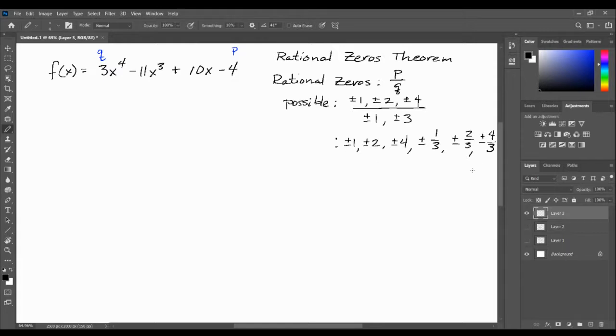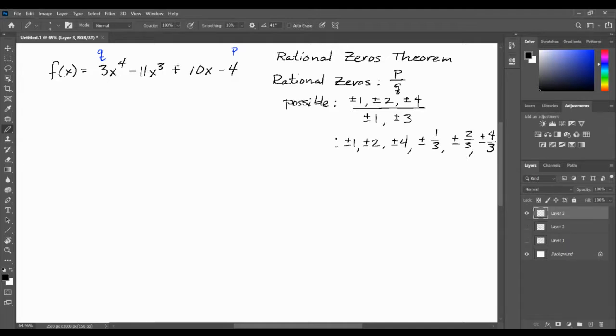there are only 12 numbers to guess. We've got 1, -1, 2, -2, 4, -4, and so on. So there are only 12 numbers we need to guess. And that really shortens the list of things we need to look at. So let's go ahead and try some of this. I'm going to use synthetic division to try to find one of these zeros.